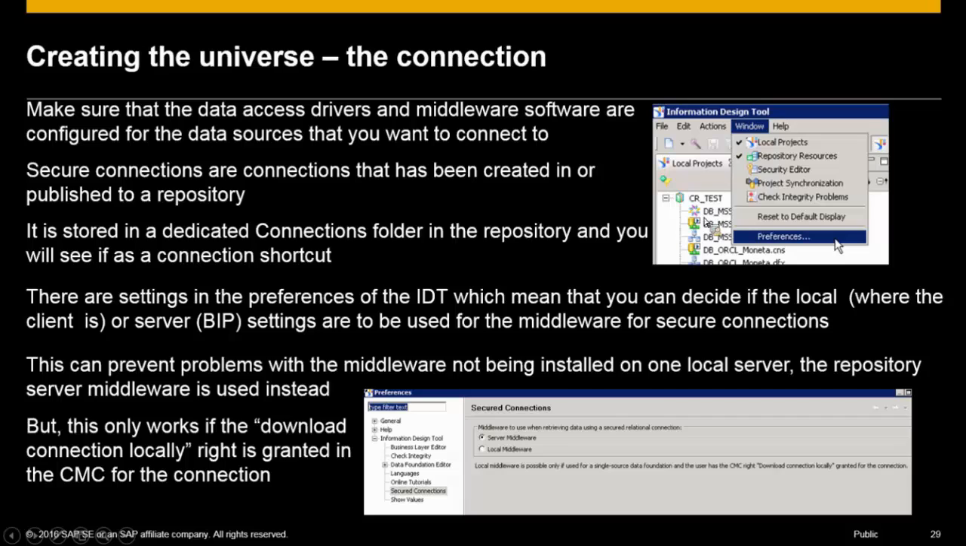So I'm pointing towards the little icon, which means that this is a secure connection. So a normal connection won't have this little white box on the right hand side of it. So that means it's a secured connection, but I'll be showing you proper connections within a live system in a second. Secure connections are stored in a dedicated connections folder in the repository in the business object system that you're storing it in. So you'll see it as a connection shortcut exactly as you can in this little diagram.